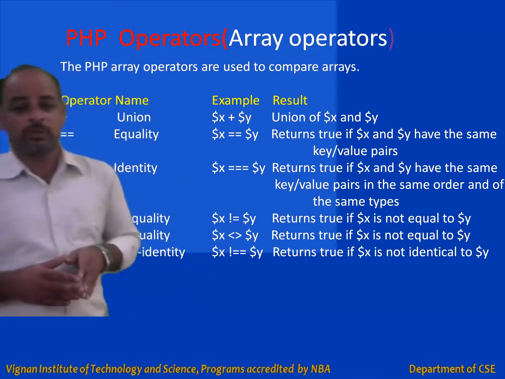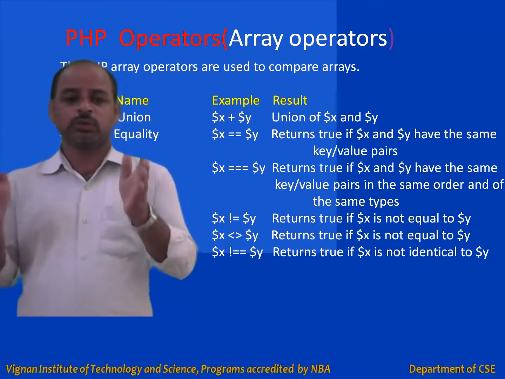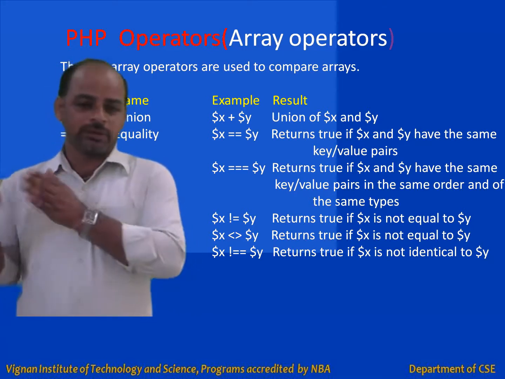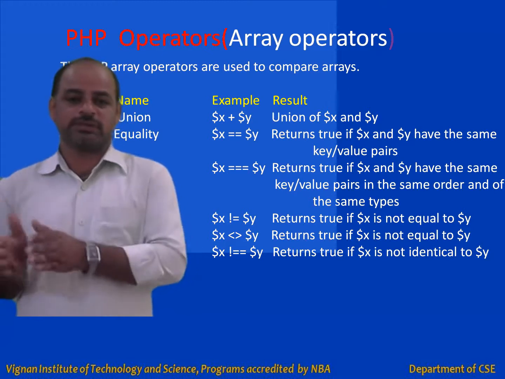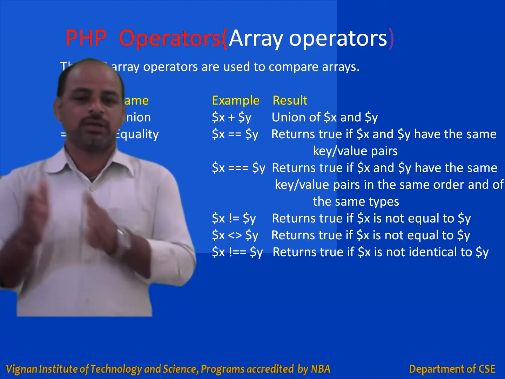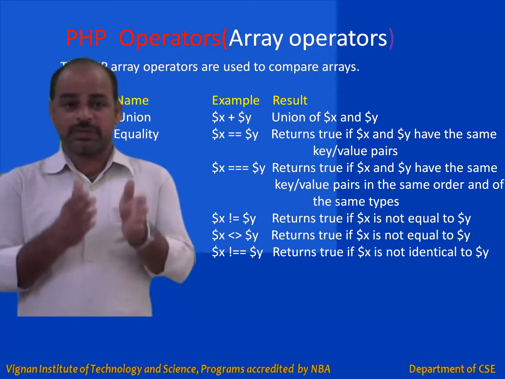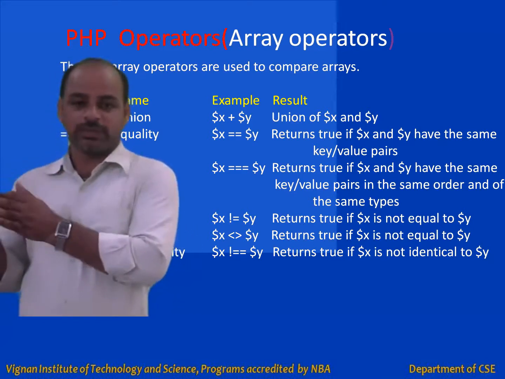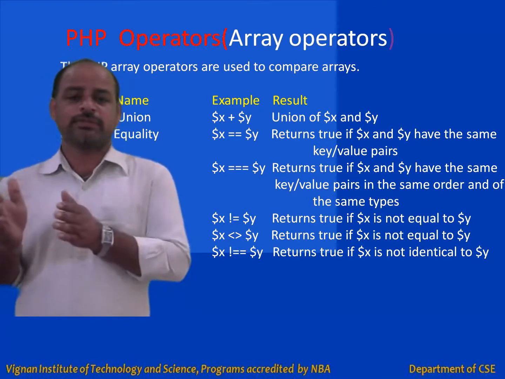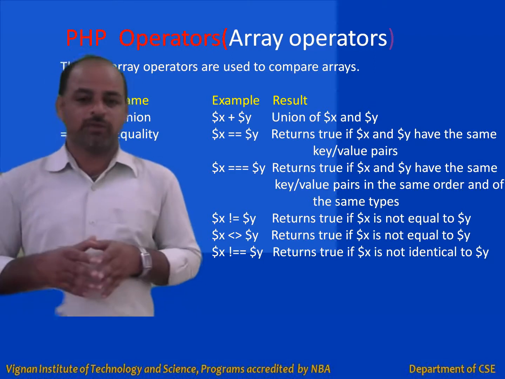Similarly, we have one more operator, the equality operator. This equality operator compares two arrays. If both arrays have the same elements, it returns the Boolean value true, otherwise it returns the Boolean value false. So let us take x as one array and y as another array. It verifies the values of the elements of x as well as the elements of y. If the elements of x and y are the same, that means both arrays have the same key value pairs, then the result will be true. Otherwise, the result will be false.